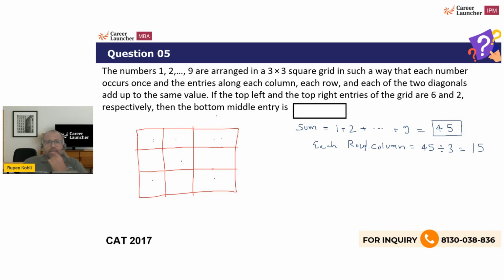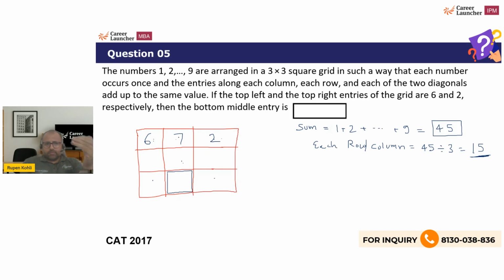Now, then he says if the top left and top right entries of the grid are 6 and 2 respectively, we have to find the bottom middle entry. Top left is 6 and top right is 2. Now I've just concluded 15 is the sum of all the entries along each row and column. Along the first row, therefore, I can fill this third value. 6 and 2 is 8, 8 and 7 is 15. I'm asked to find basically this value. This is my focus.